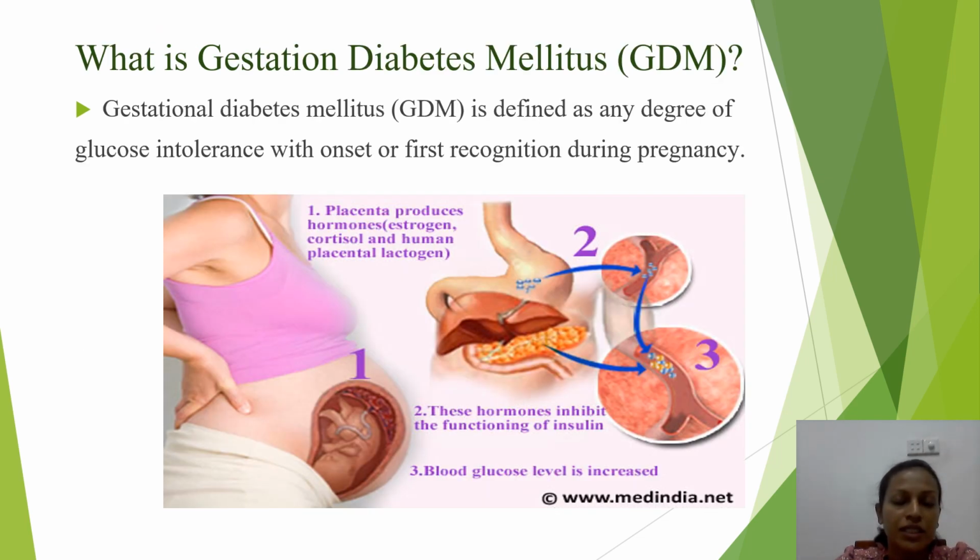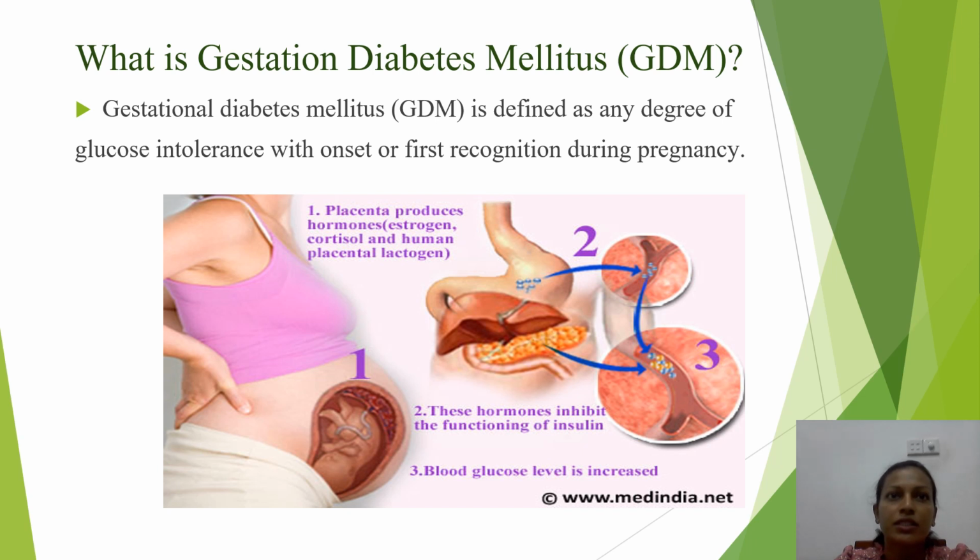First, let's see what gestational diabetes mellitus is. Does someone know the definition? Gestational diabetes mellitus is defined as any degree of glucose intolerance with onset or first recognition during pregnancy.